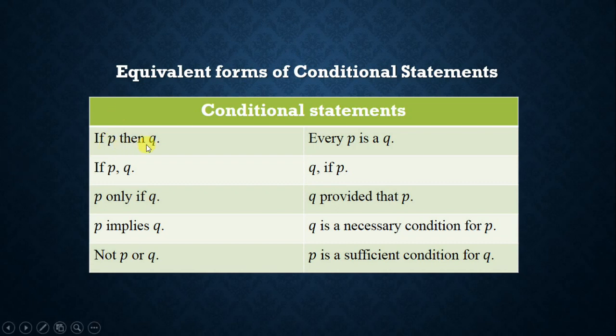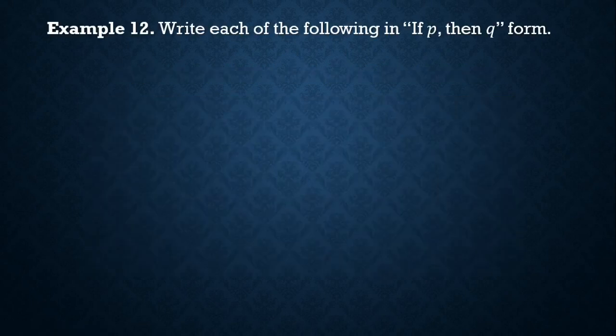We have: if P then Q, if P, Q, P only if Q, P implies Q, not P or Q, every P is a Q, Q if P, Q provided that P, Q is a necessary condition for P, and P is a sufficient condition for Q. Okay, for example, write each of the following in if P then Q form.